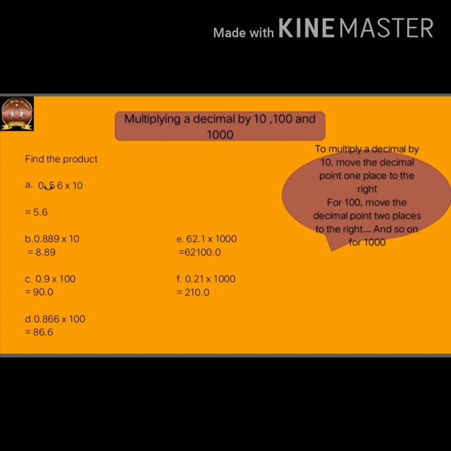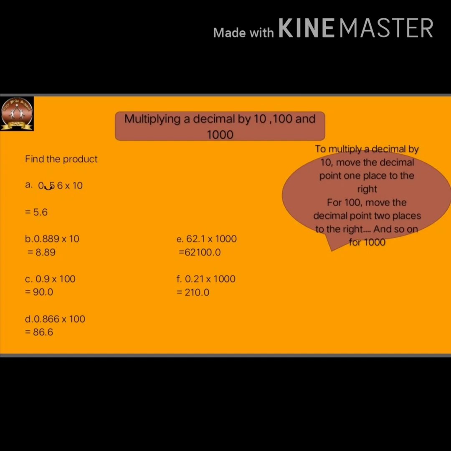Let us study multiplying a decimal by 10, 100 and 1000. To multiply a decimal by 10, move the decimal point 1 place to the right. And to multiply a decimal by 100, move the decimal point 2 places to the right. So in short, whenever I multiply a decimal by these base numbers, I shift my decimal point to the right depending on the number of zeros.